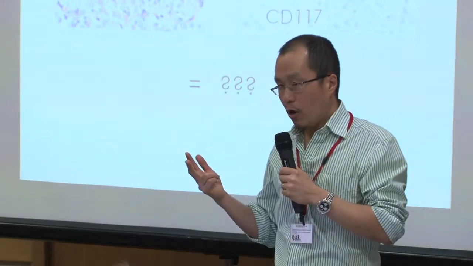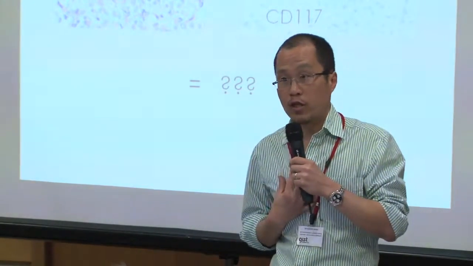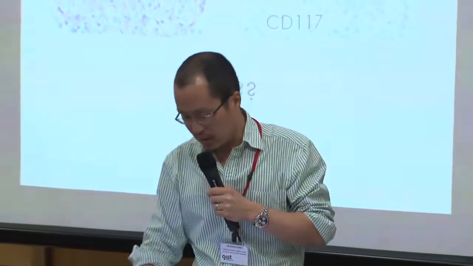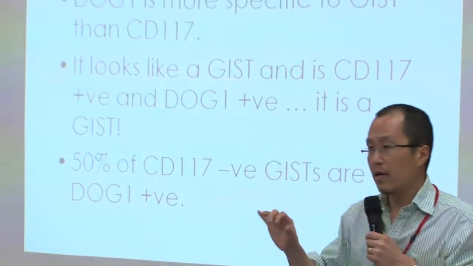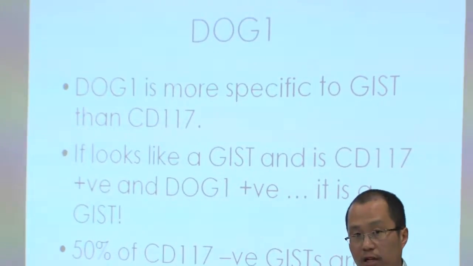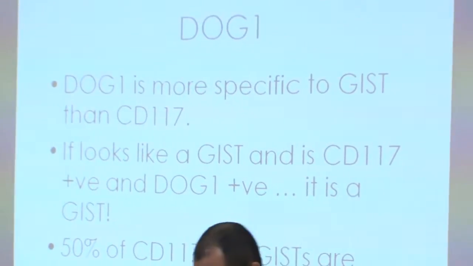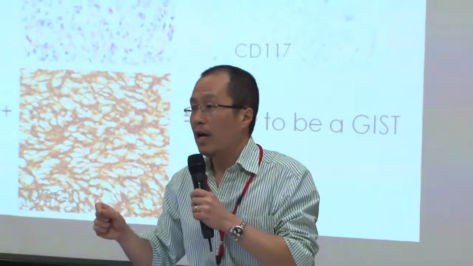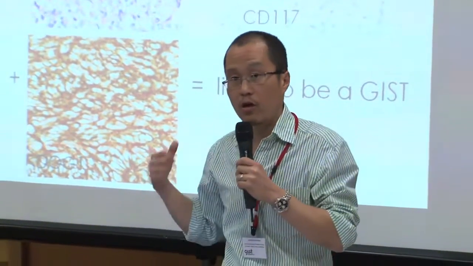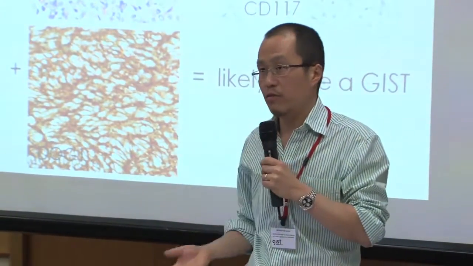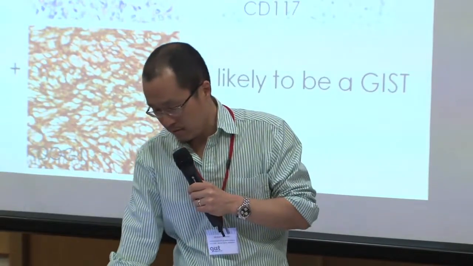The third way in which DOG1 has become very helpful from a histopathology diagnostic point of view is with this similar scenario I showed you earlier on. It looks a bit like a GIST, but it's CD117 negative. Now we know that half of those CD117 negative GISTs will express DOG1. So if it looks like a GIST, but it's CD117 negative and DOG1 positive, I would still be happy to call it a GIST, taking the whole clinical context, which you have to do as a pathologist.